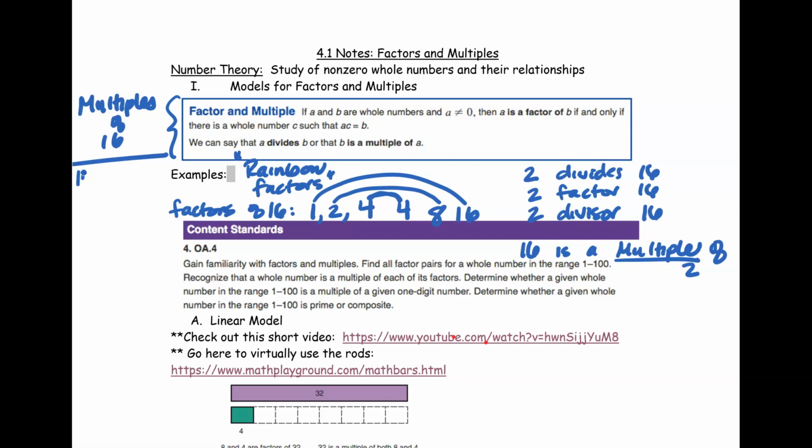So I'm going to start just by multiplying 16 by 1. You get the same number, 16. That 16 is a multiple of itself. 16 times 2 is 32. 32 is a multiple of 16. 16 times 3 is 48. 16 times 4 is 64, and we can keep going.